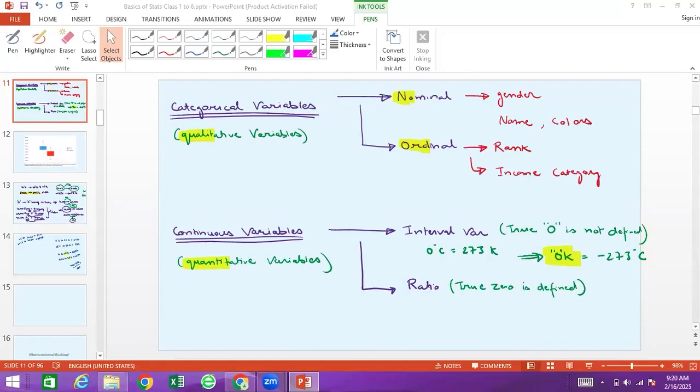Hey, sorry for that. So yes, for interval variables, there is no zero defined. It is a reference point. On the other hand, for ratio variable, the true zero is defined.